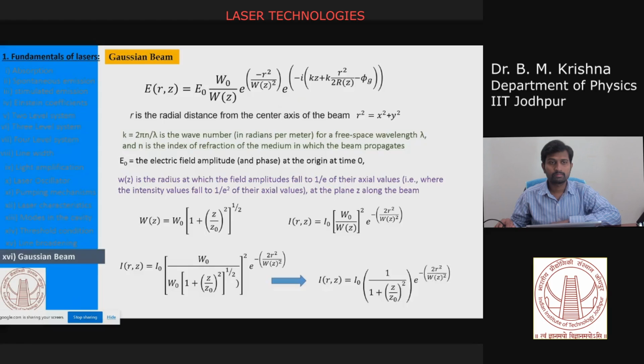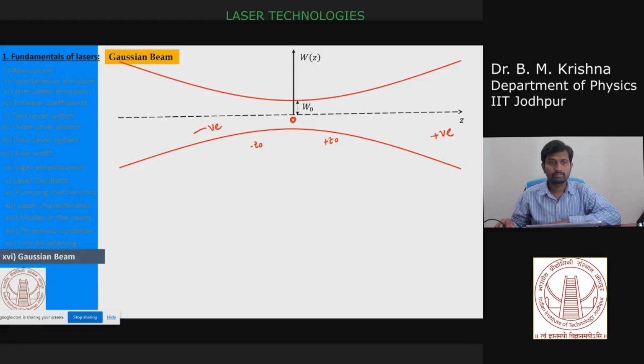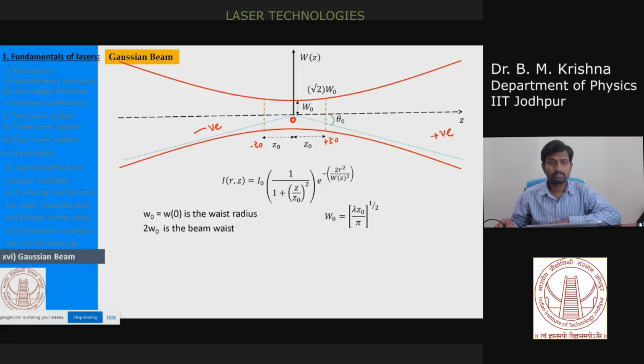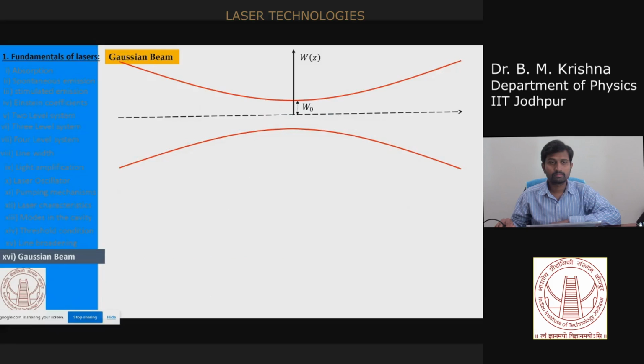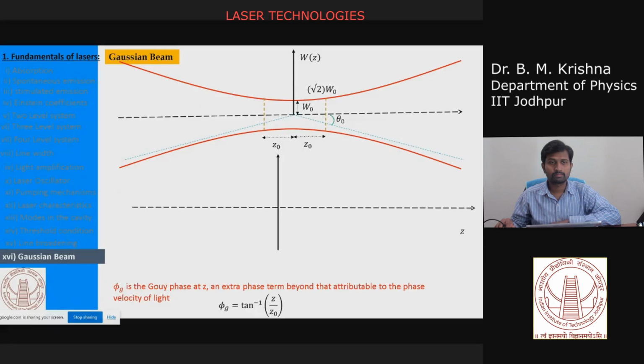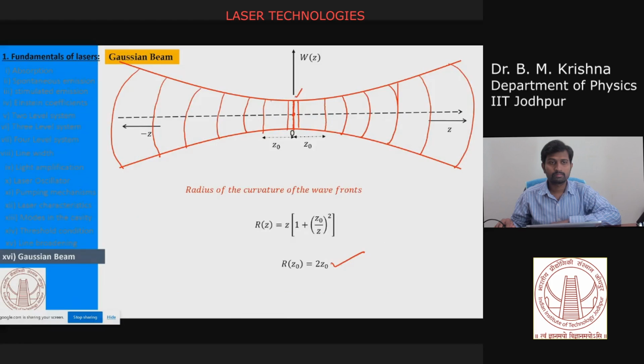What are the main parameters we discuss? For example, Z0 is your Rayleigh range, or you call it the depth of focus, because at the depth of focus your intensity is almost constant and also high. That we discuss in the next session, next class, or if you have time maybe we can discuss it now. This way your radius of curvature will change as it propagates along either direction from the focus.